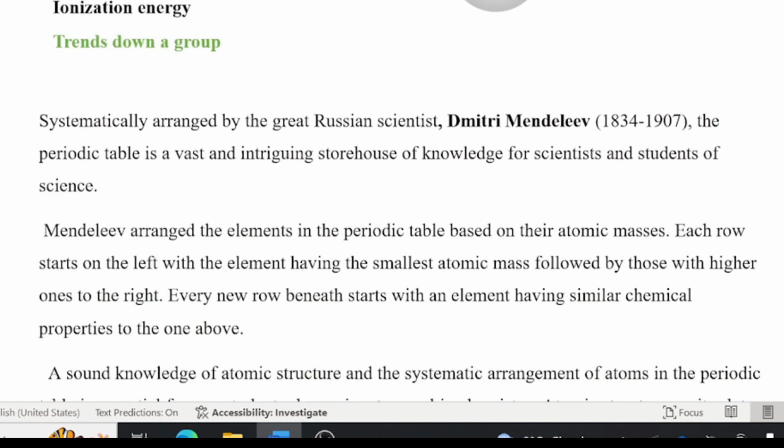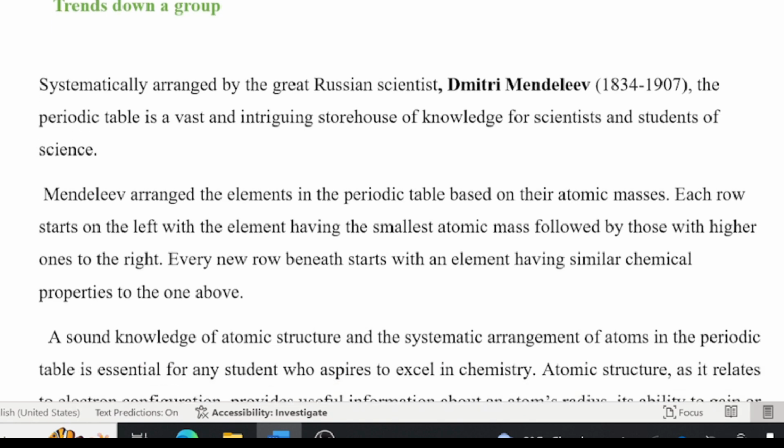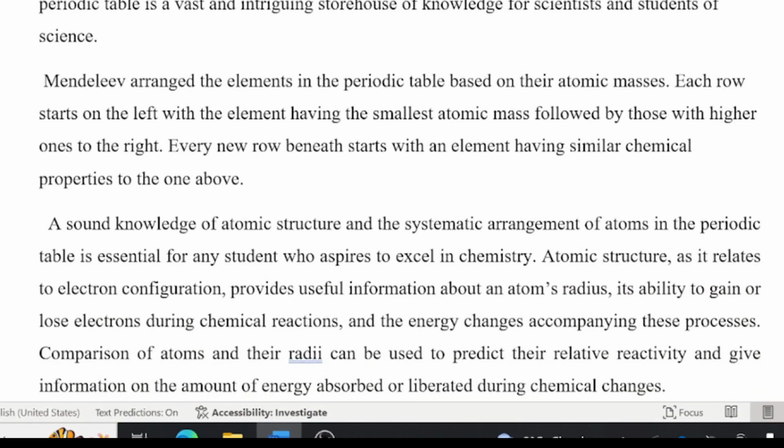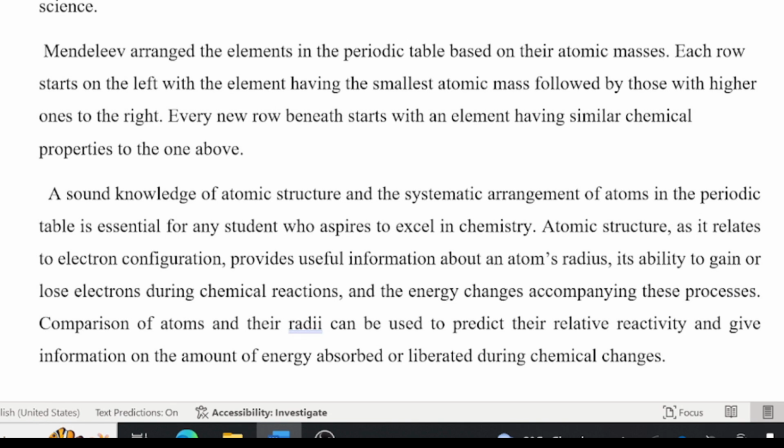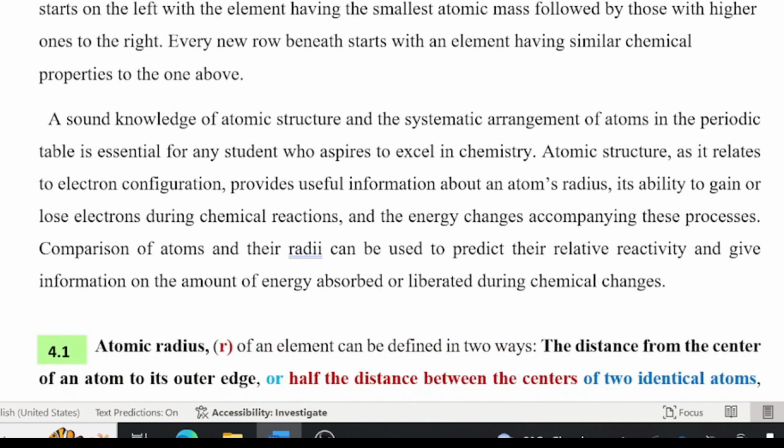Systematically arranged by the great Russian scientist Dmitry Mendeleev, 1834 to 1907, the periodic table is a vast and intriguing storehouse of knowledge for scientists and students of science. Mendeleev arranged the elements in the periodic table based on their atomic masses. Each row starts on the left with the element having the smallest atomic mass, followed by those with higher ones to the right. Every new row beneath starts with an element having similar chemical properties to the one above. A sound knowledge of atomic structure and systematic arrangement of atoms in a periodic table is essential for any student who aspires to excel in chemistry.